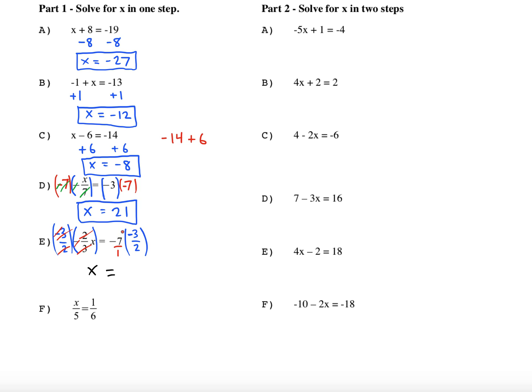And when we're multiplying fractions, we want to multiply the numerator times numerator and denominator times denominator to get a final result of 21 over 2. And that'll be our final answer.